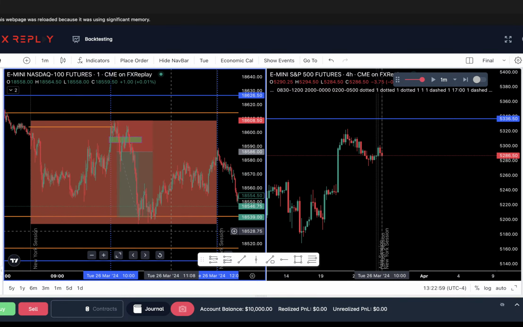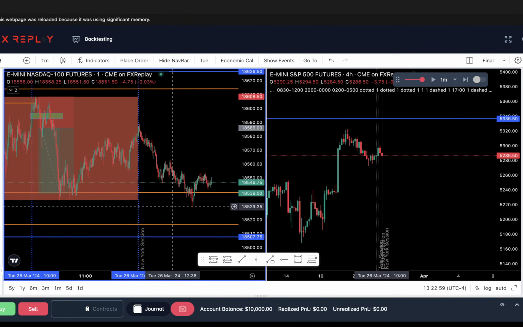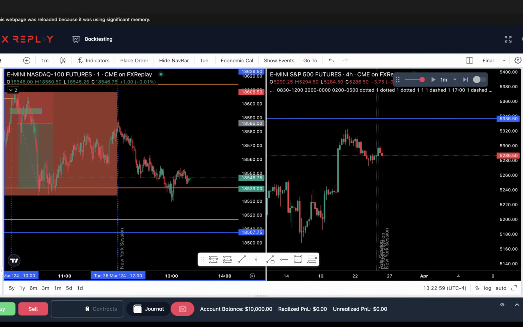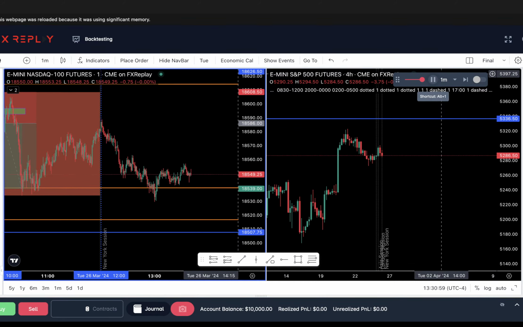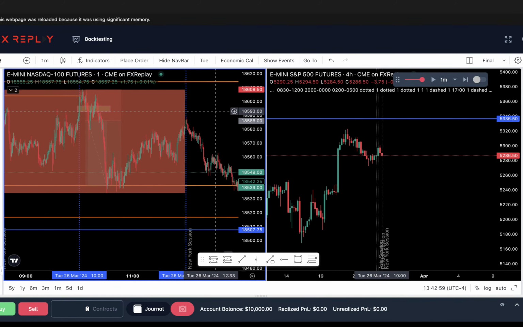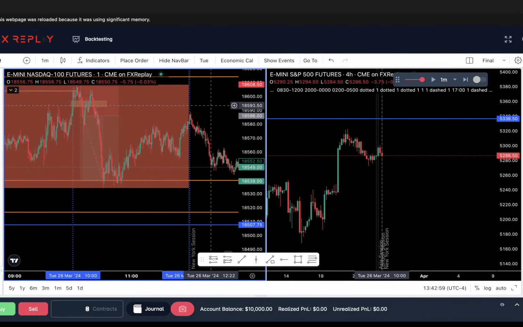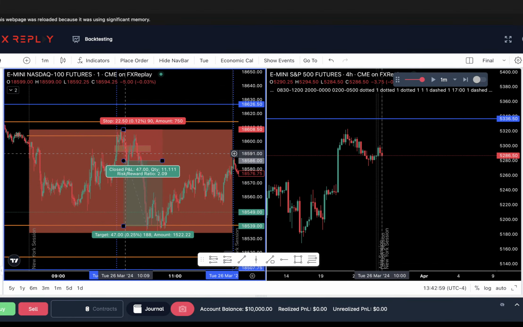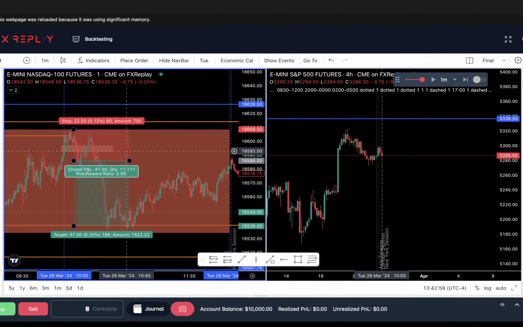And then if you technically could take it down, I don't know if it's going to go to the second orange line, but I don't really trade past that. So that's the trade you would have took. It's not terrible. It's a good trade.